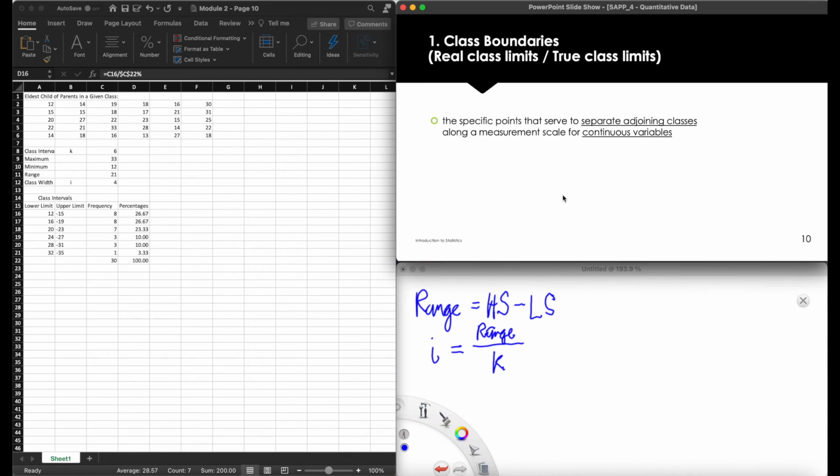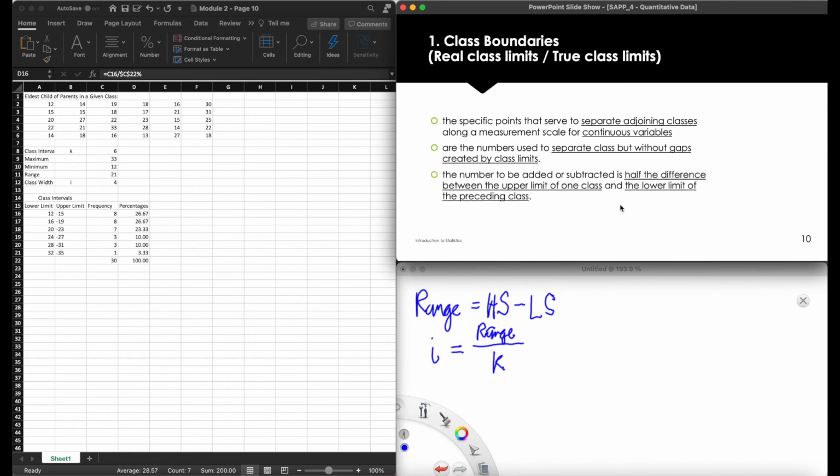So the class boundaries, also called the true class limits, do the job. These are the numbers used to separate classes without the gaps created by class limits. Class limits have gaps, like I said. The number to be added or subtracted is half the difference between the upper limit of one class and the lower limit of the preceding class. So half the difference: 16 minus 15 is 1, divided by 2. That's 0.5 or one half. So we need to add that to get the class boundaries.